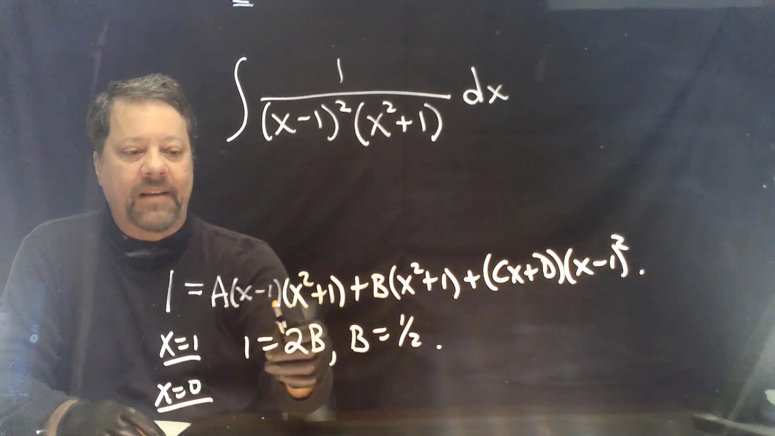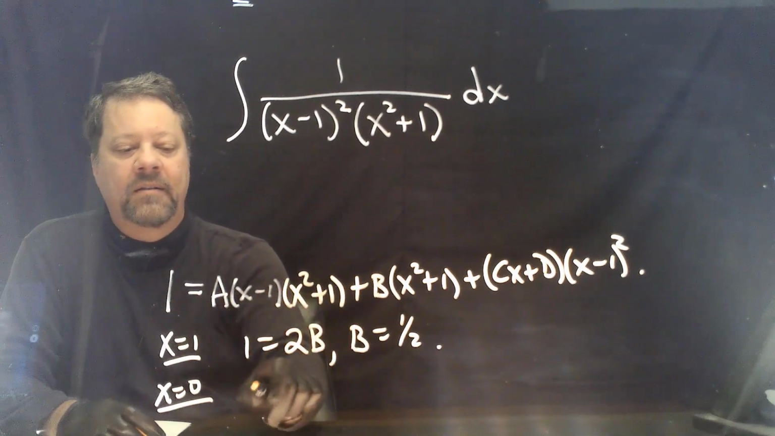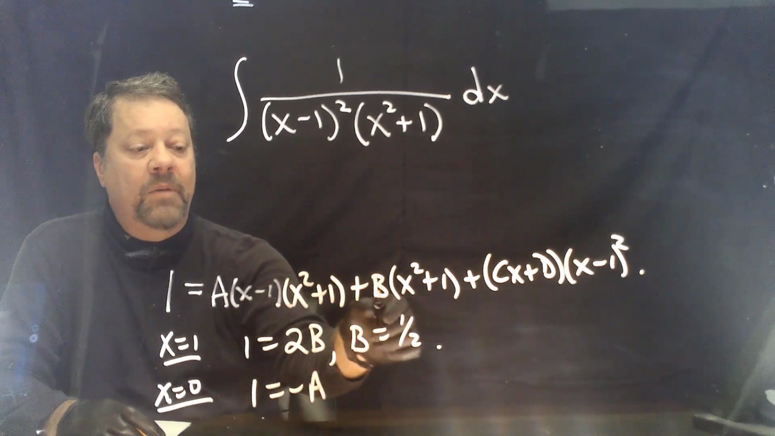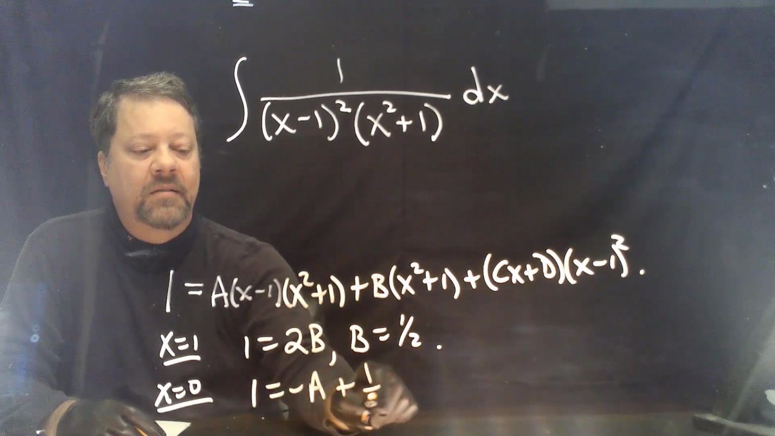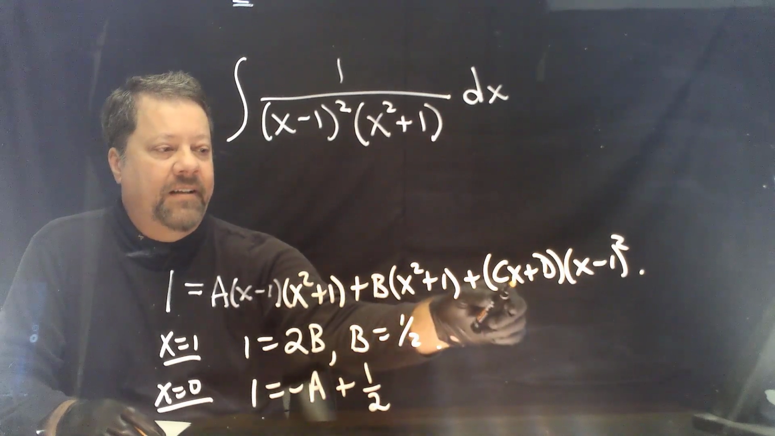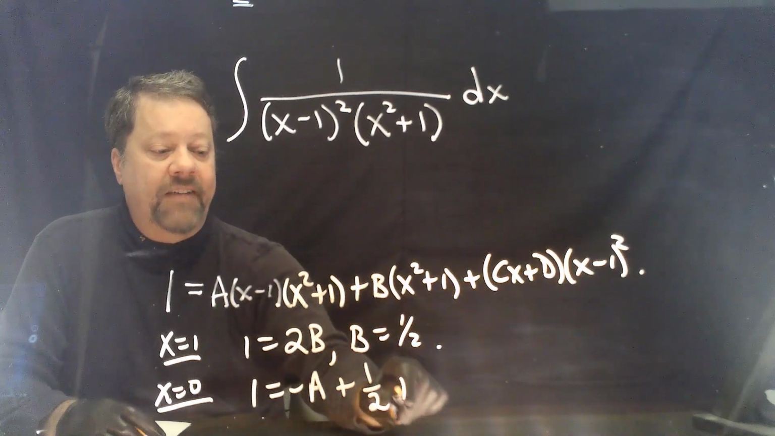That doesn't drop anything, really. You'll have 1 times negative 1. You'll get negative a. You already know what b is. So if x is 0, you'll just have 1/2. If x is 0 here and 0 here, you'll just have plus d.